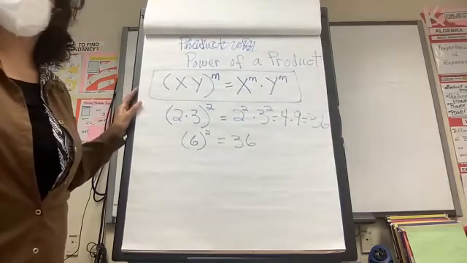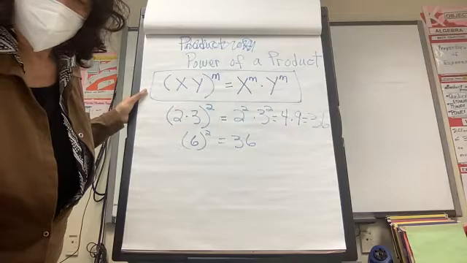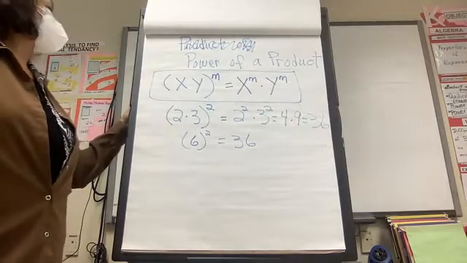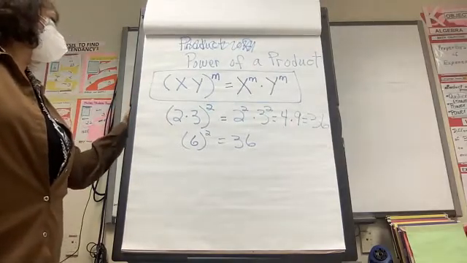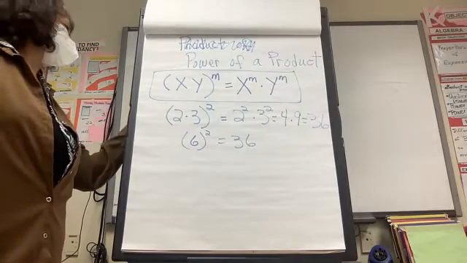Okay, so we have learned 1, 2, 3, 4 different things. So what we're going to do is review the 4 that we learned. And I'll ask you questions and you can answer them.